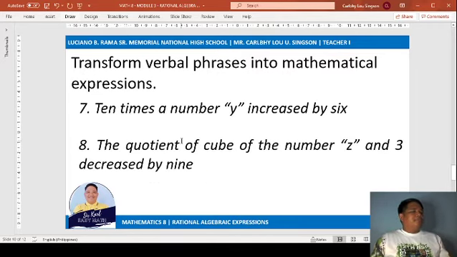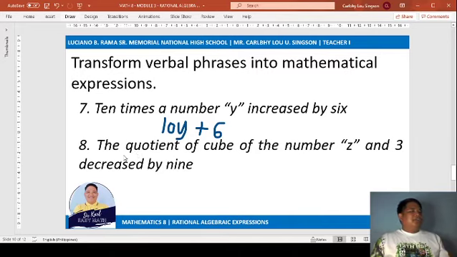Number 7, 10 times a number y increased by 6. So you can just answer that as 10y increased by 6. When we say increased, that means we need to add. So that is plus 6. Okay, so 10y plus 6. In verbal phrase, we could say 10 times a number y increased by 6.